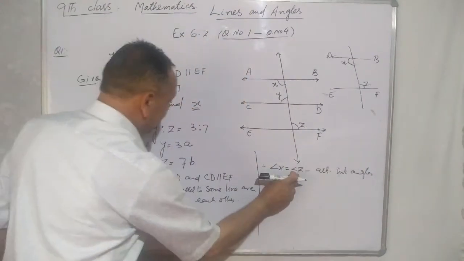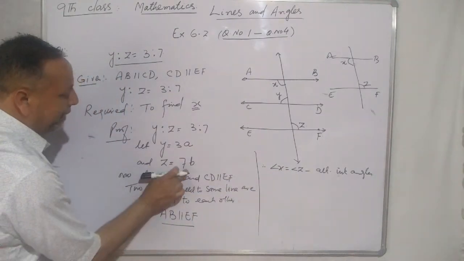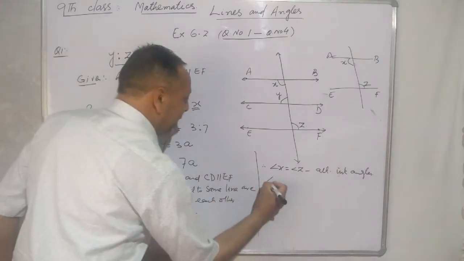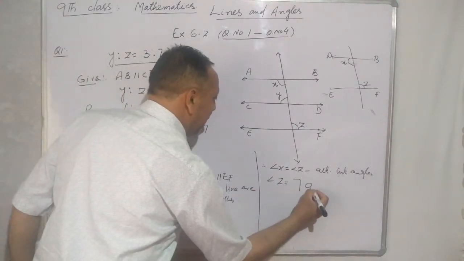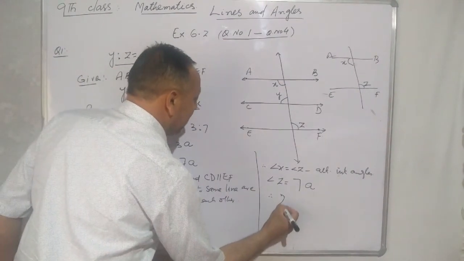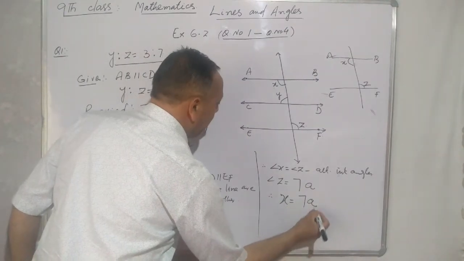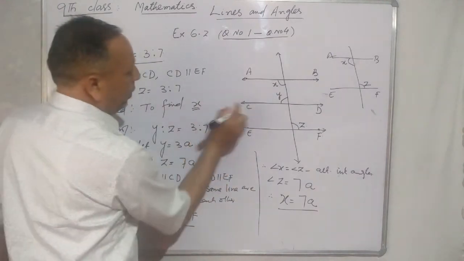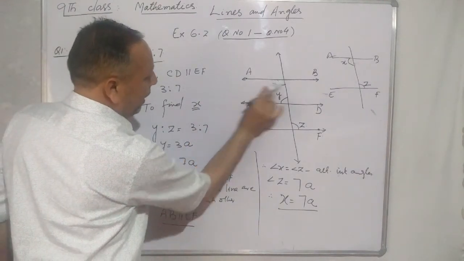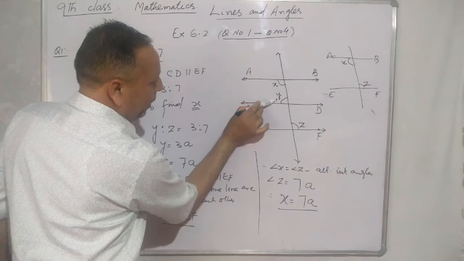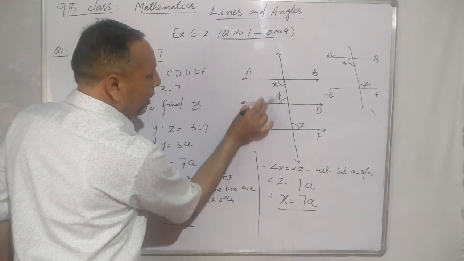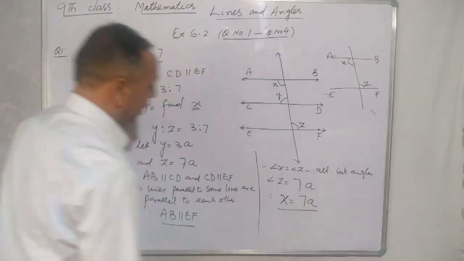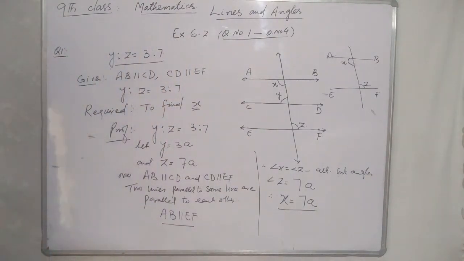Now, angle Z, we have put it as 7a. Angle Z is equal to 7a, that means angle X will be equal to 7a. Now, if you look, since AB is parallel to CD, angle X plus angle Y are consecutive interior angles and their sum will be equal to 180 degrees. First, you pause the video and note it down.